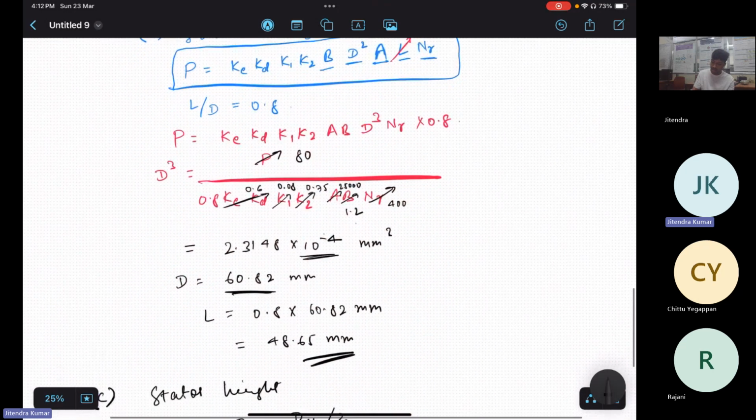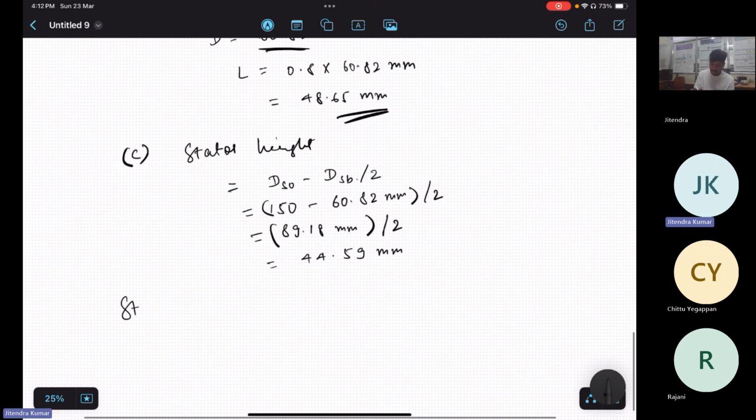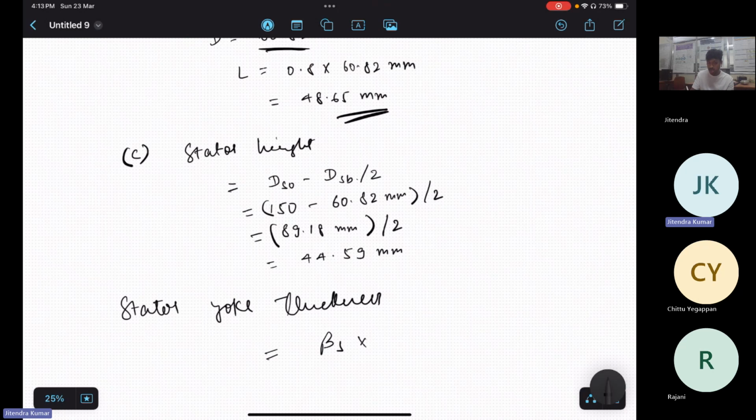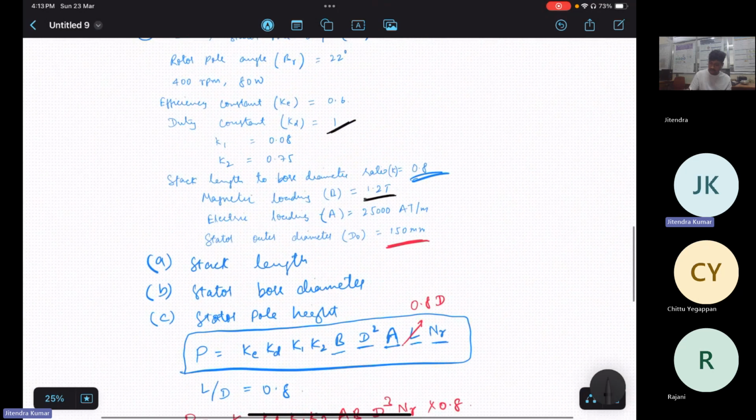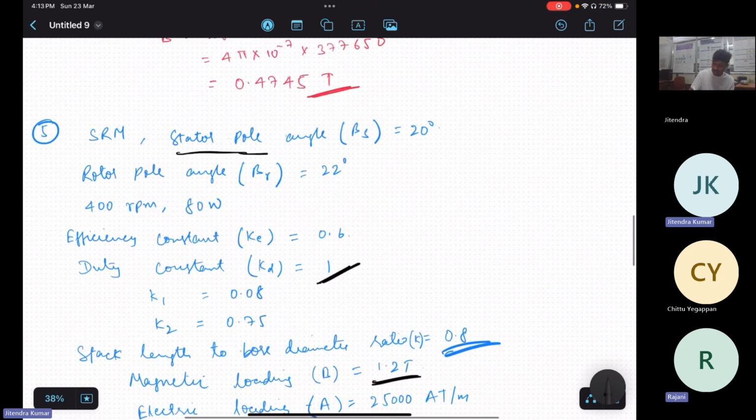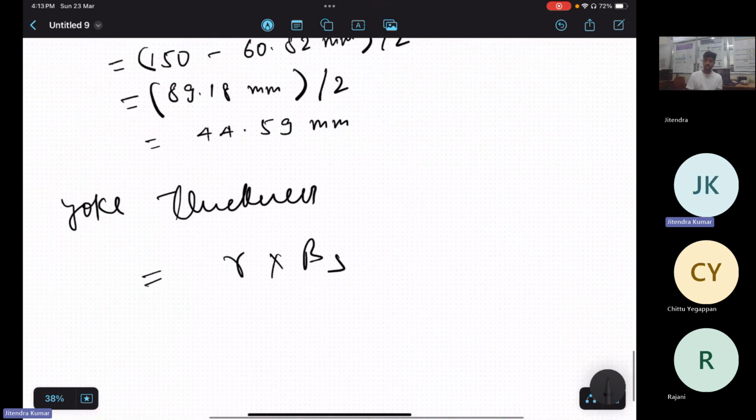So the stator yoke thickness is beta s, which is d by 2. Why d by 2? You can also use r. A stator bore radius into the stator pole angle. Okay, so if you multiply this pole angle into the radius of the bore, that much thickness is generally provided for the back iron thickness.